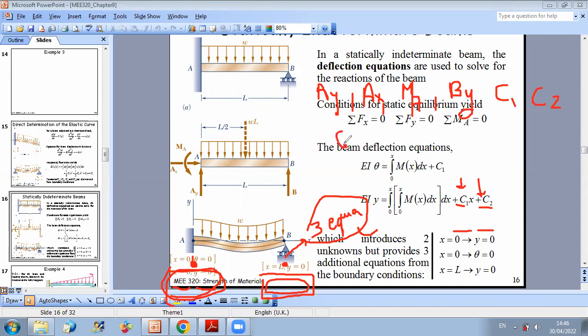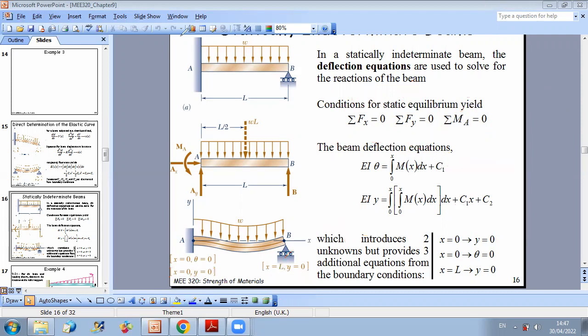And now I can write 6 equations, because from statics analysis, I can write 3 from statics, and 3 from deformation analysis. So in total, 6 equations, 6 unknowns, I can solve for my system. So this is the idea of how to use the deformation concept to get reactions that cannot be statically determined. Let us do an example on this.